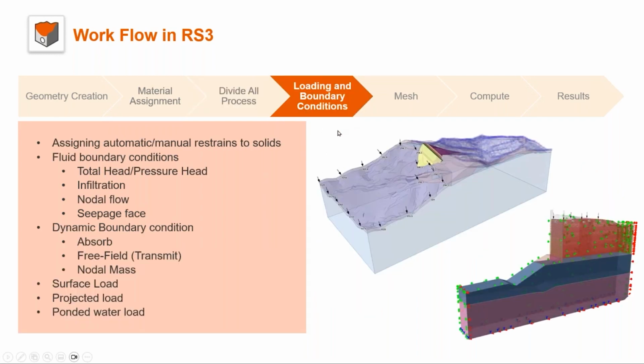The next step is applying load and boundary conditions. Depending on the type of analysis you have, you need to assign different loads and boundary conditions. For example, if you are doing just solid analysis, we have different restraint conditions. If you are doing seepage analysis, you can apply, let's say, total head, infiltration, or seepage faces as well. If you are doing dynamic analysis, you can apply different dynamic boundary conditions, such as absorbent boundary condition and free field, to your model, and do your analysis.